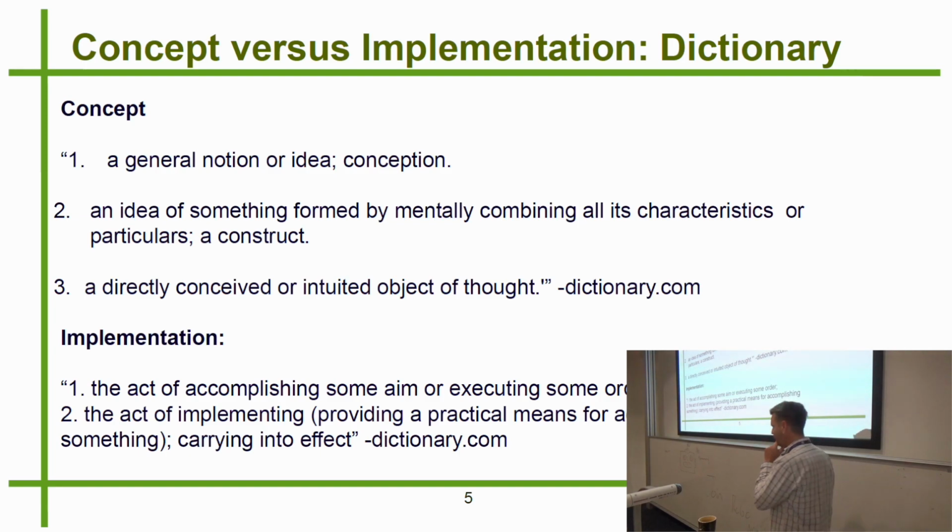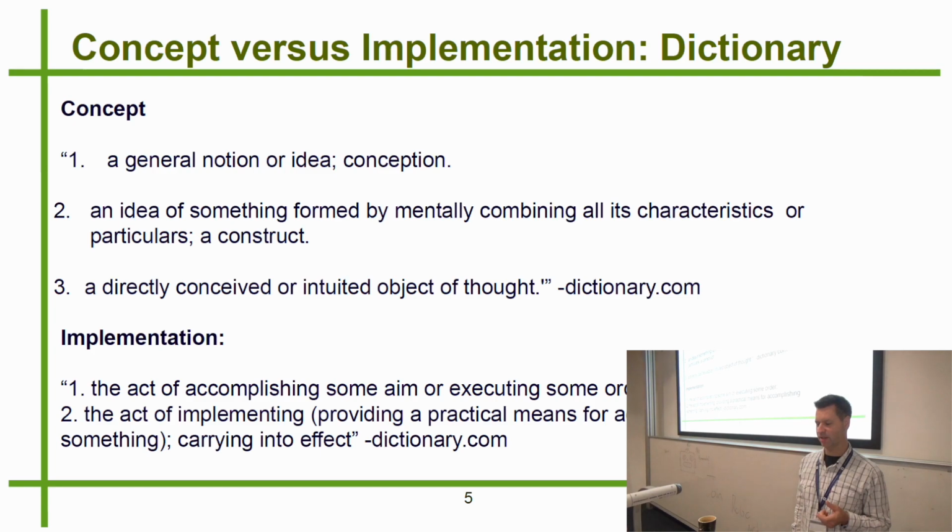So if we want to develop this skill, we have to separate these two ideas. One's called a concept and one's called an implementation. Two words, two different ideas, but they're closely related to each other. They're just not the same. If I look up the word concept in the dictionary, I will get a general notion or idea, a conception, an idea of something formed by mentally combining all its characteristics or particulars, a construct. Or a directly conceived or intuited object of thought. That's from dictionary.com. You can look up your favorite definition in your favorite dictionary.